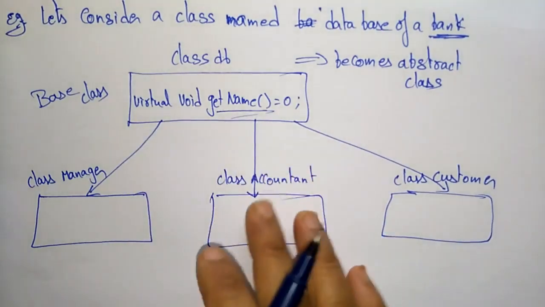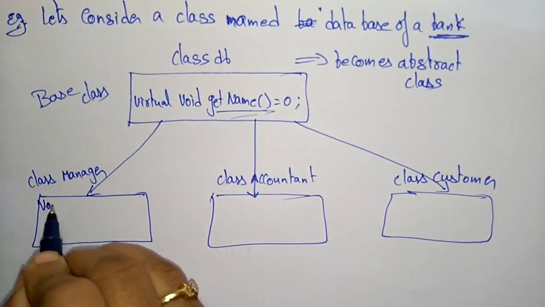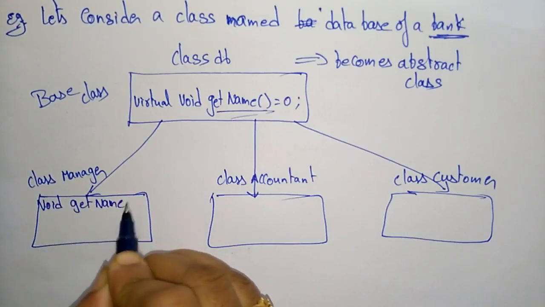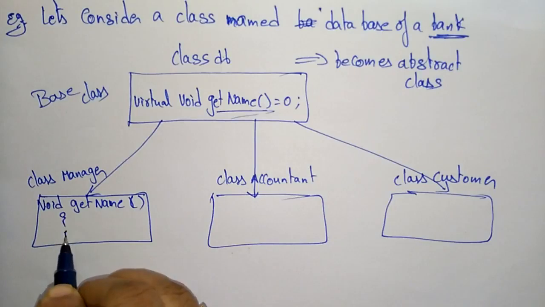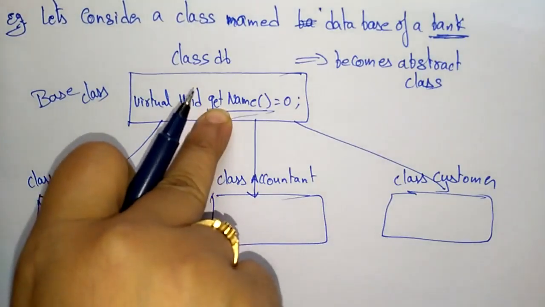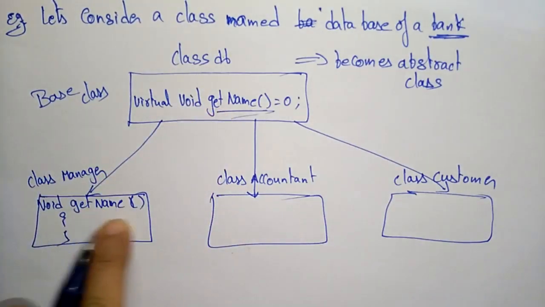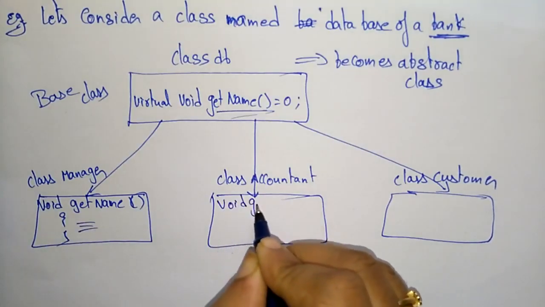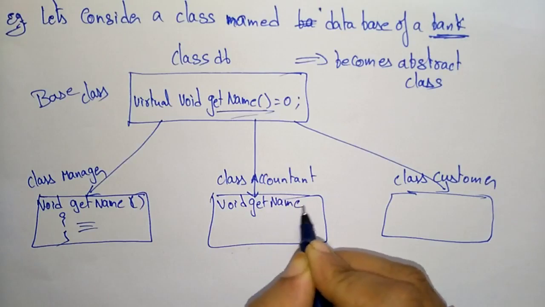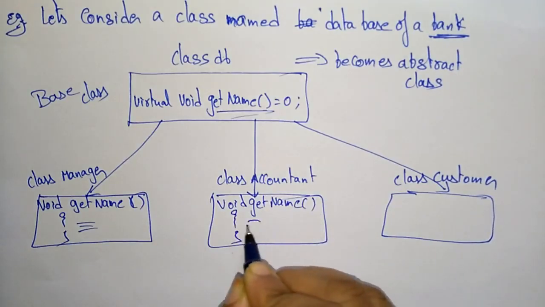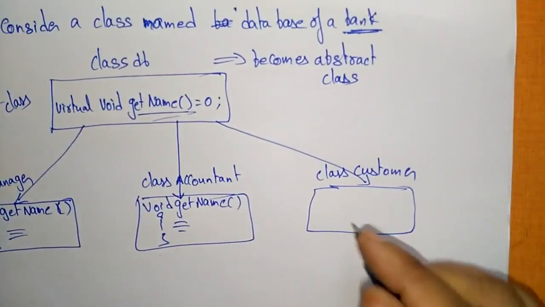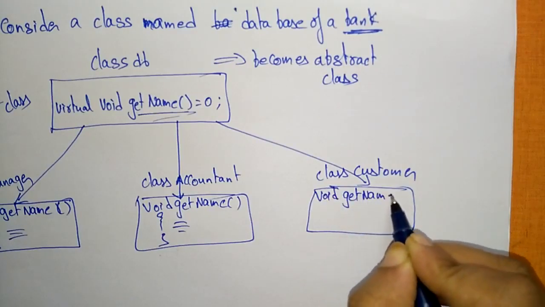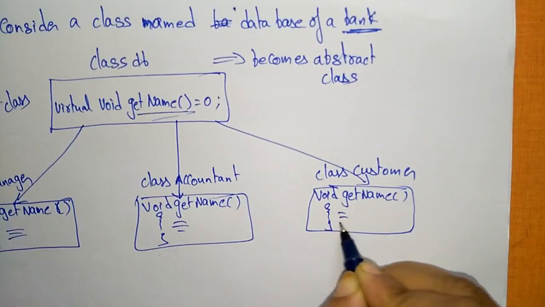So here everyone is using the same function, void getname, but with a definition. Here in the base class you don't have a definition. According to the manager, he can write his own definition. At the same time, in void getname, the accountant will write his own definition in this function.